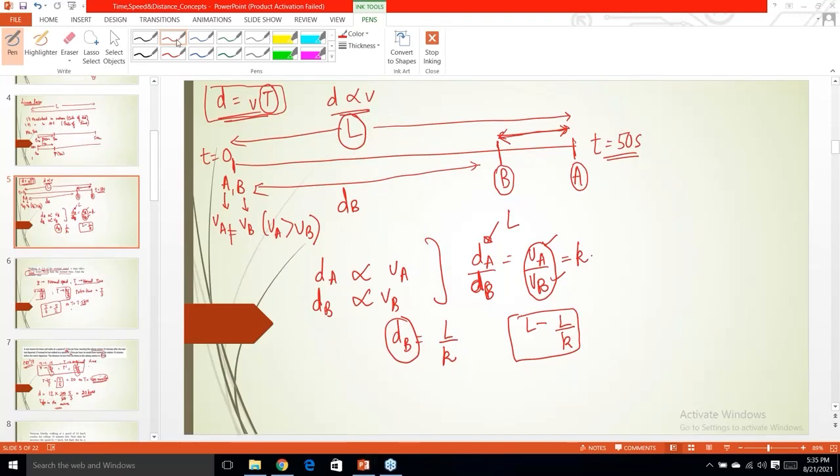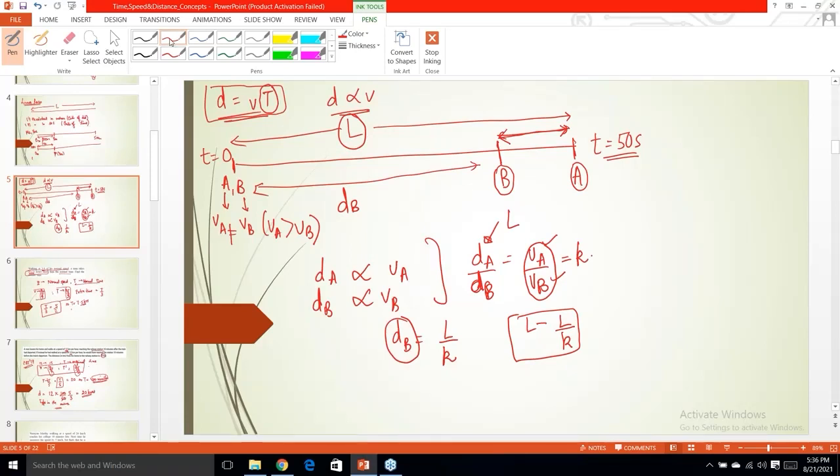K is just the ratio of VA and VB. So assume that VA and VB either both are given to you or the ratio of VA and VB is given to you, right? In this case, it could also be that they give you something else and ask you to find out the length of the track. See, there are a number of variables involved here. There is VA, there is VB, there is L, there is T, whatever, right? So any of these variables can be asked to you by providing the other variables. In this case, I'm just saying that K is known to you, which is the ratio of VA and VB.